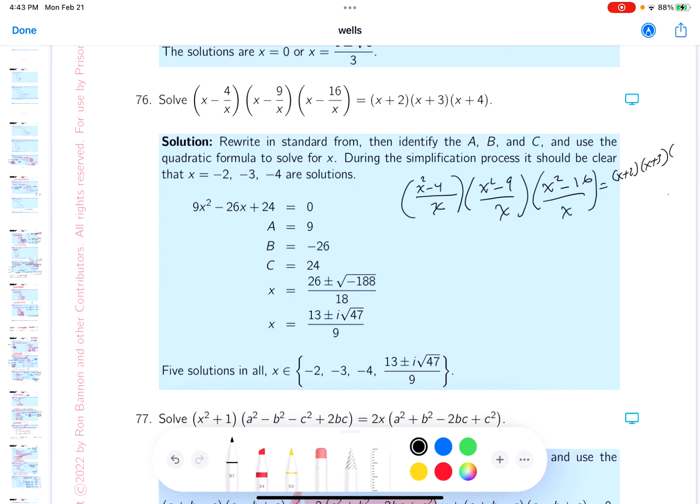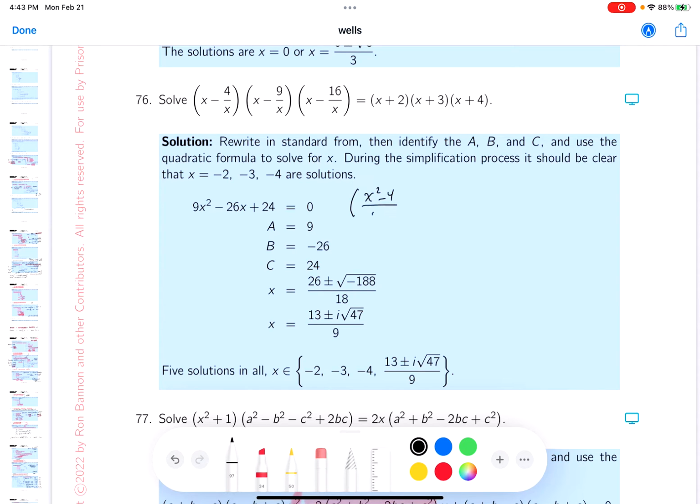Yes, I know I'm jamming this in there. You know what? I'm jamming it in too much. Let me just get rid of that. Start again, and let's write this down again. I'll try to be a little bit neater. x squared minus 4 over x squared minus 9 over x squared minus 16 over x equals x plus 2, x plus 3, x plus 4.